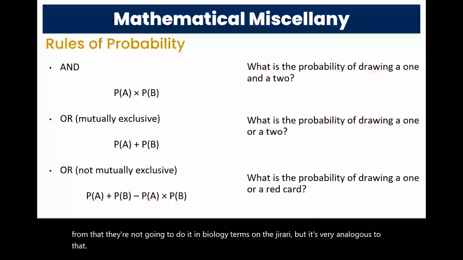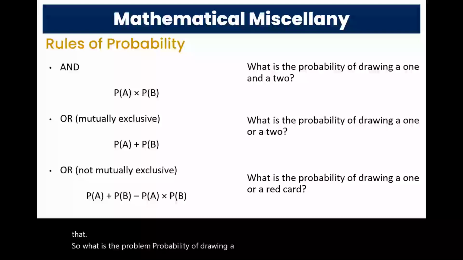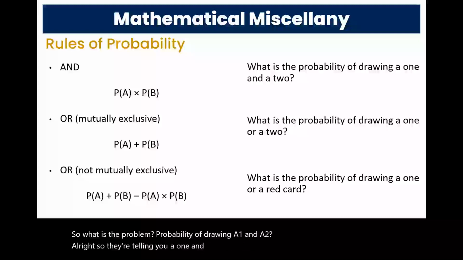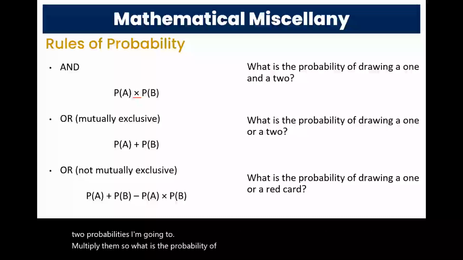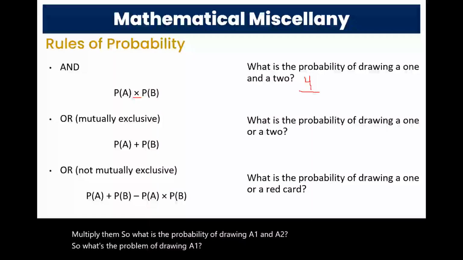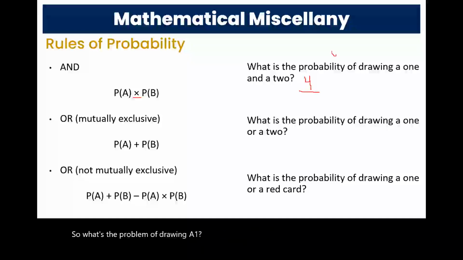So what is the probability of drawing a 1 and a 2? All right, so they're telling me a 1 and a 2, which means I'm going to do what with those 2 probabilities? I'm going to multiply them. So what is the probability of drawing a 1 and a 2? So what's the probability of drawing a 1? Oh, and I should clarify with replacement. I forgot to add that to the question. With replacement.